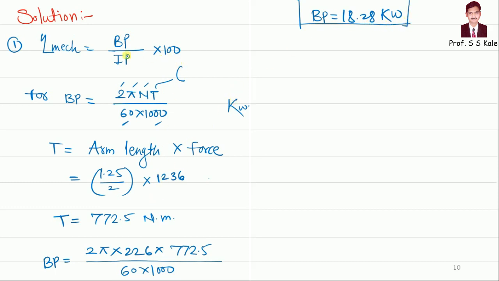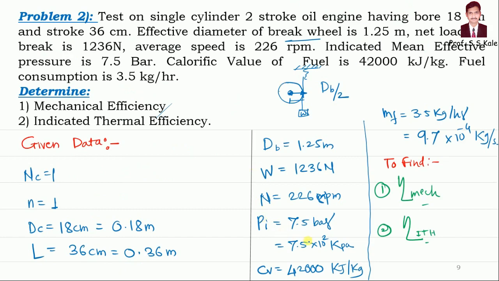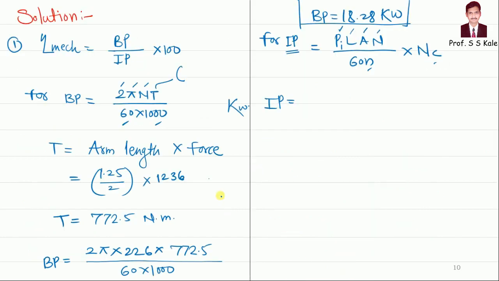Okay, so we have determined brake power. Now for indicated power, I am going to use the pressure formula, that is P L A N upon 60 into n c. Now we are determining indicated power, and that's why it will become P i, that is indicated mean effective pressure. I should know the other terms. Indicated mean effective pressure is given in the problem. Stroke length is given. Area we can determine from the diameter. N is given. So all the terms are known except indicated power. What is given P i? It's 7.5 into 10 raised to 2. Correct. So let me write 7.5 into 10 raised to minus 2.